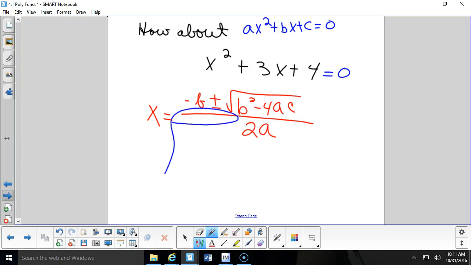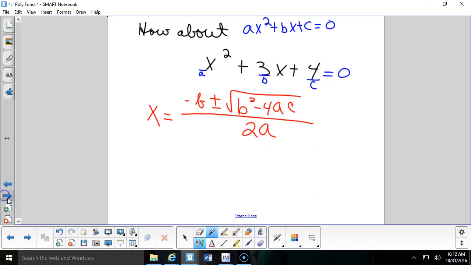Notice what's going on right here. That line goes all the way under b. It's not just underneath the square root part. Write it correctly, or what you've written is wrong. All over 2a.